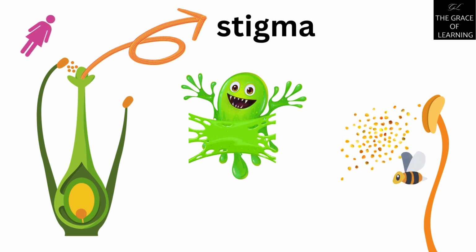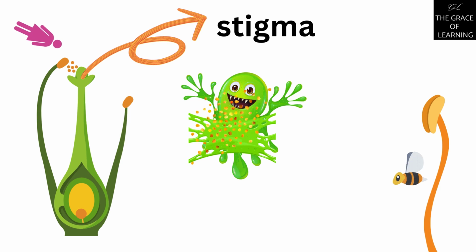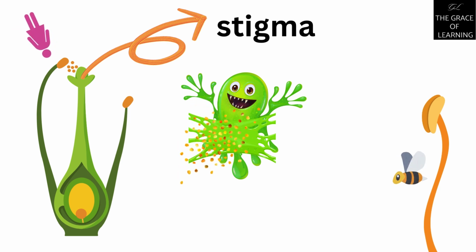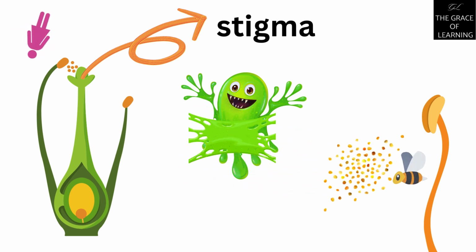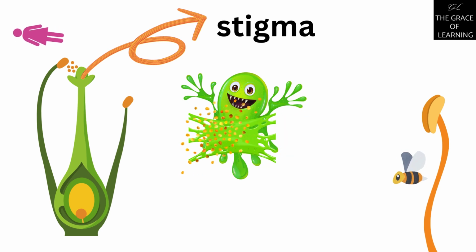Stigma is the sticky part, stigma. When anther disperses the pollen grains, they stick to the stigma. It's sticky and catches the pollen grains. Pollen from the anther lands on the stigma.